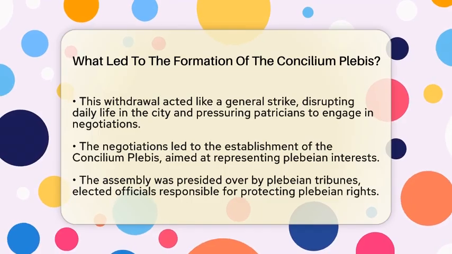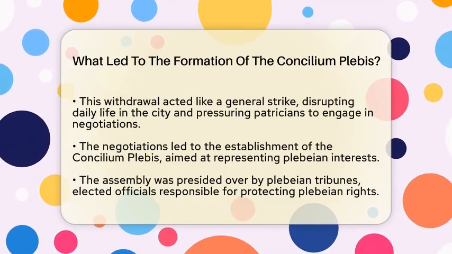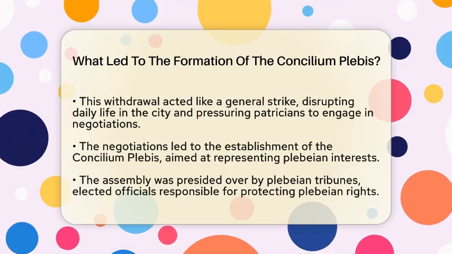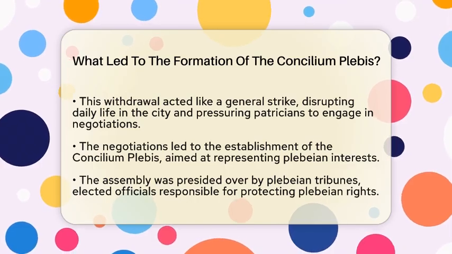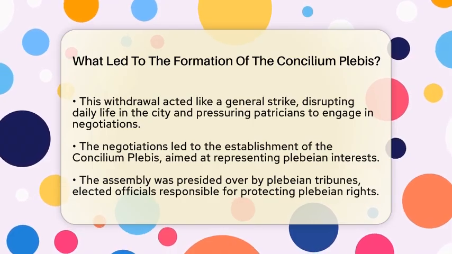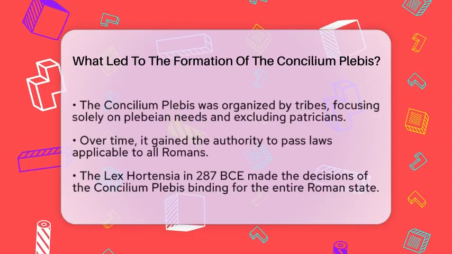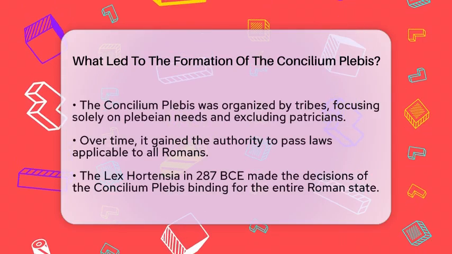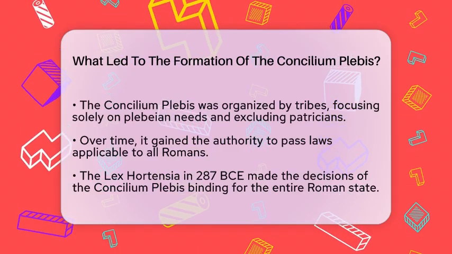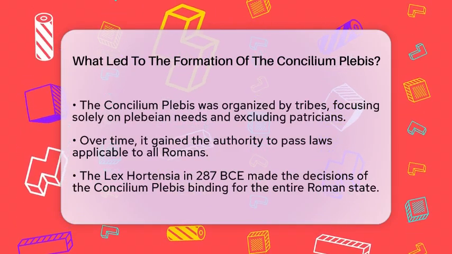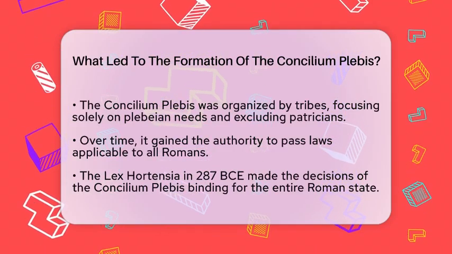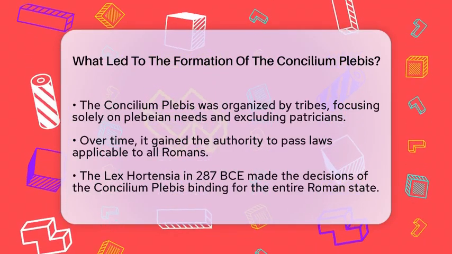This assembly was created specifically to represent the interests of the plebeians. It was presided over by plebeian tribunes, who were magistrates elected by the Concilium Plebis. Their primary role was to protect the rights of the plebeians and ensure their voices were heard in the governance of Rome. The Concilium Plebis was organized by territorial units known as tribes, similar to another assembly called the Comitia Tributa, which included all citizens.